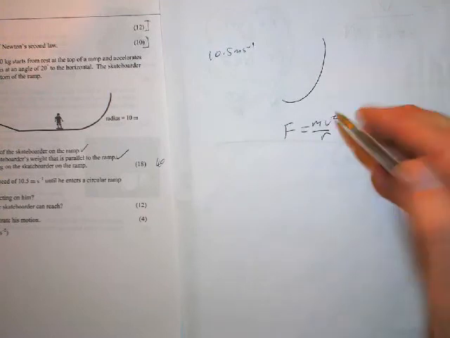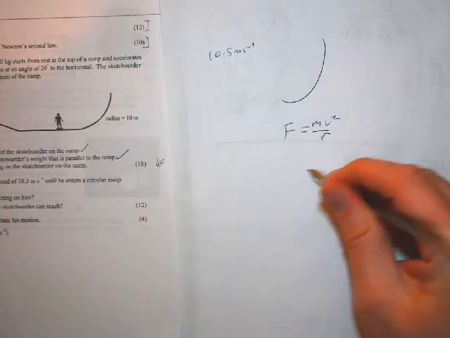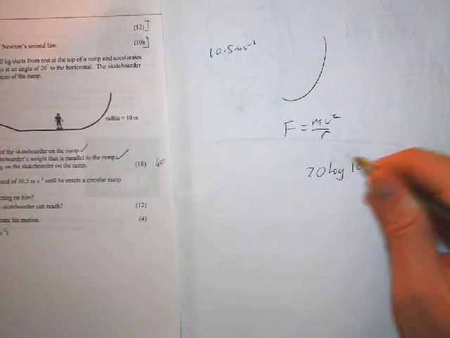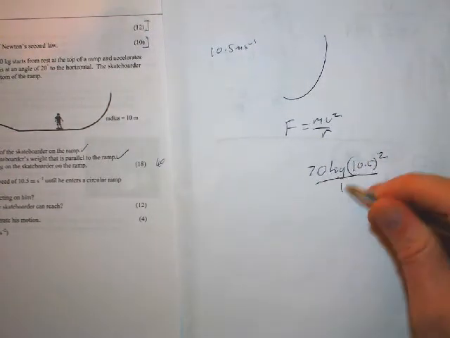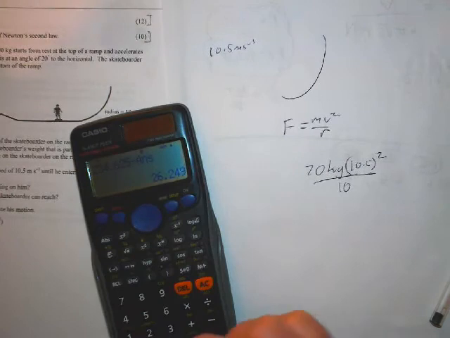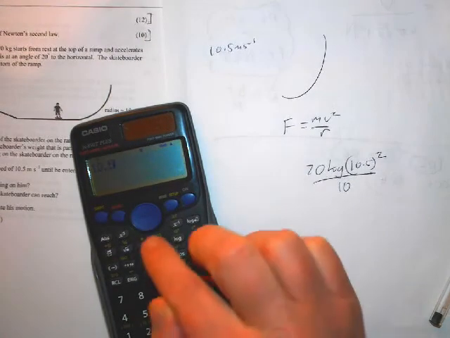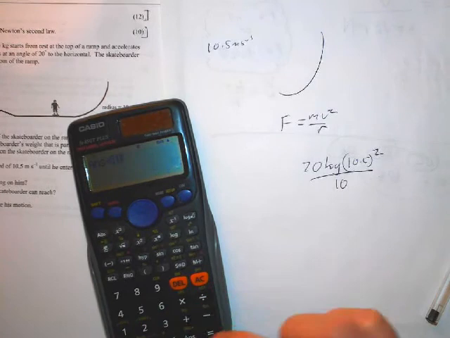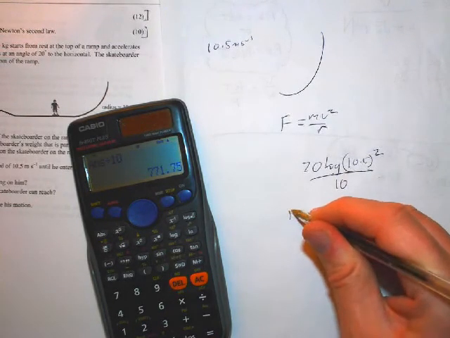Okay, well, the centripetal force is mv squared divided by the radius of the circular path. So his mass of 70 kgs times the velocity of 10.5 squared divided by a radius of 10. They've not played any tricks in this with the units. They're all in meters and stuff. So let's go 10.5 squared times 70 divided by 10.